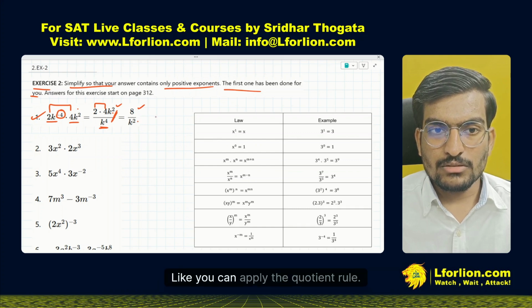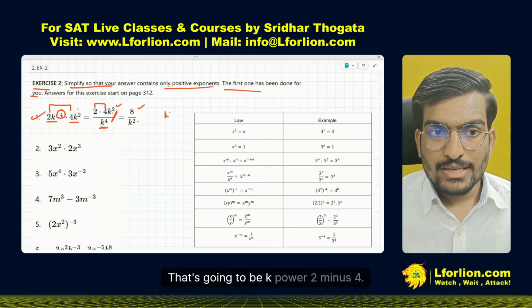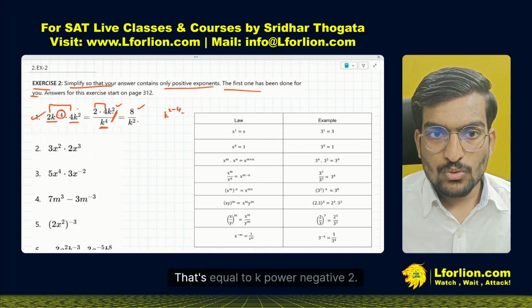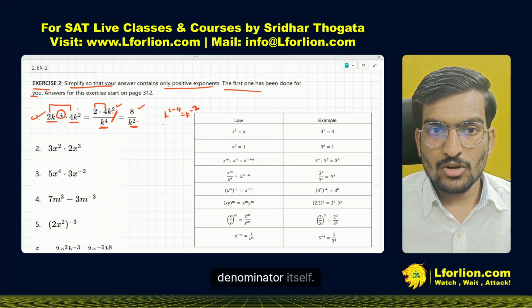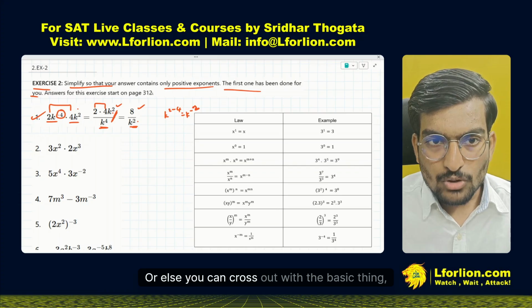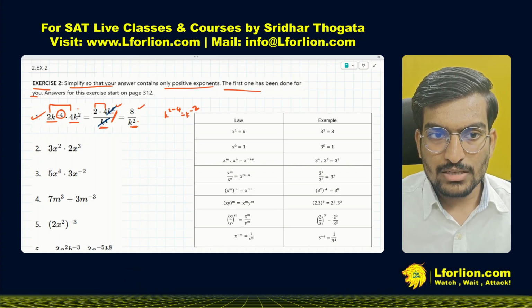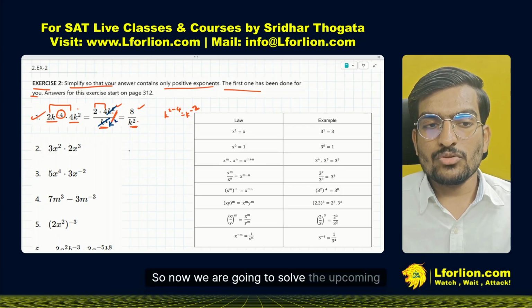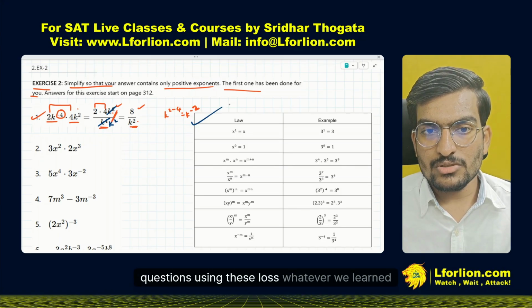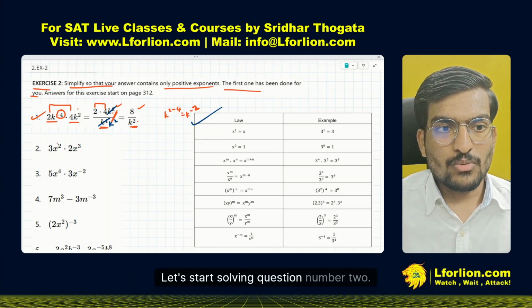It's going to be k squared itself. You can apply the quotient rule. That's going to be k power 2 minus 4, which is k power negative 2. K power negative 2 means it comes in the denominator, or else you can cross out with the basic thing. Here you can cross out k squared and here you can cross out k squared, so you end up with k squared itself. So now we are going to solve the upcoming questions using these laws we learned previously. Let's start solving question number 2.